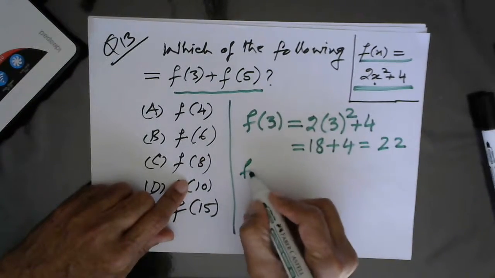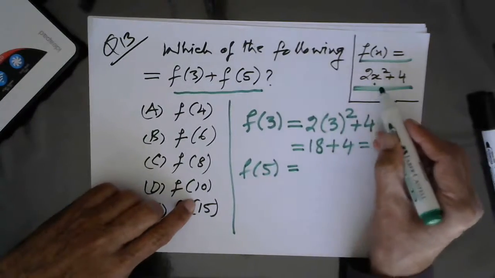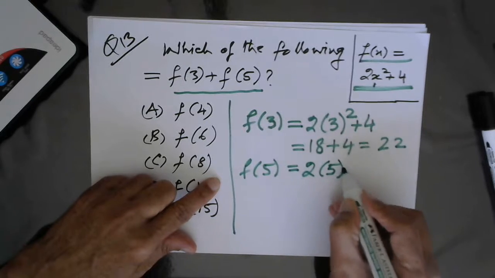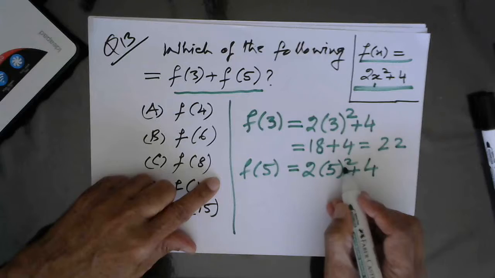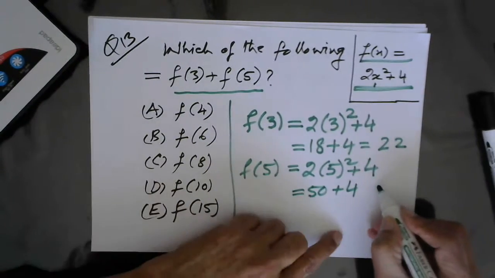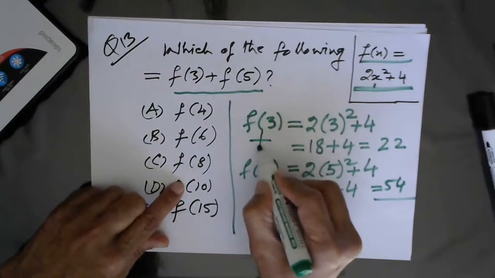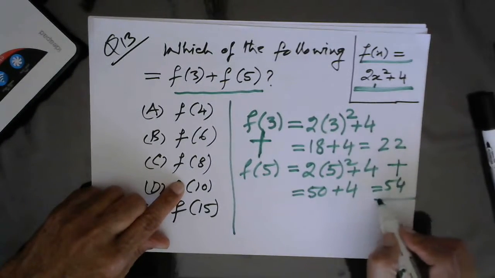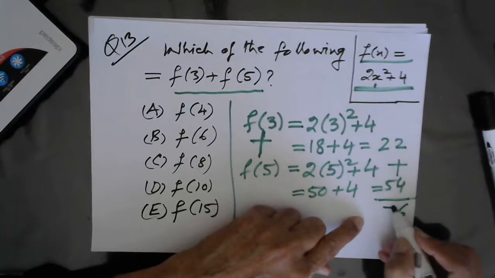Let us find f of 5. f of 5 is equal to, replace x by 5 here, and you will get 2 times 5 square plus 4. Well, 5 square is 25, times 2 is 50, plus 4. So this is equal to 54. What about f of 3 plus f of 5? Well, add 22 and 54. So you will get 2 plus 4 is 6 and 5 plus 2 is 7.